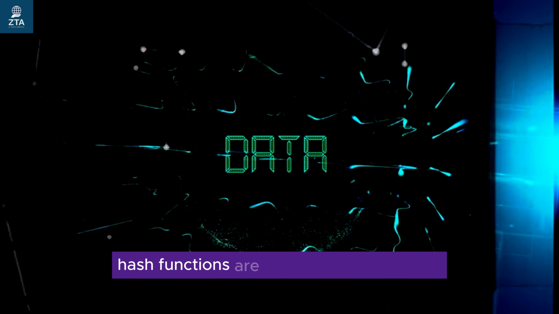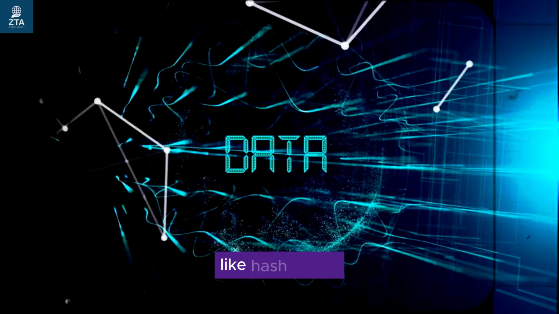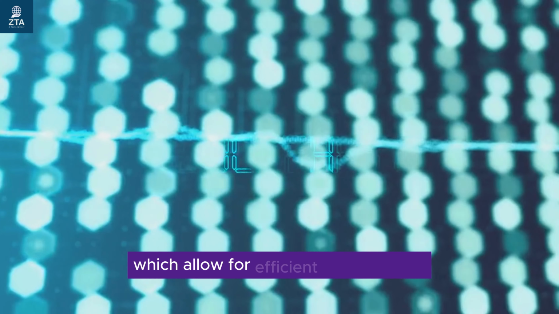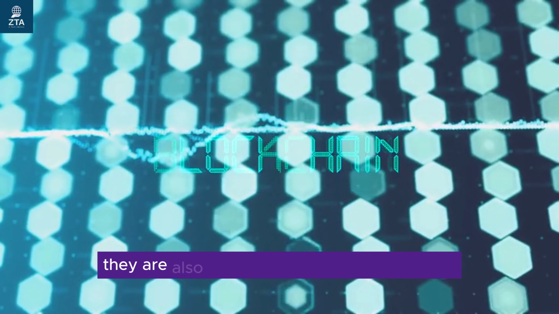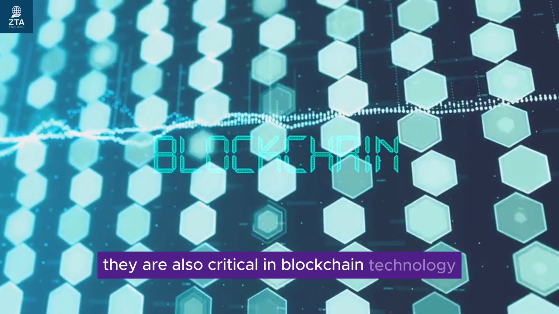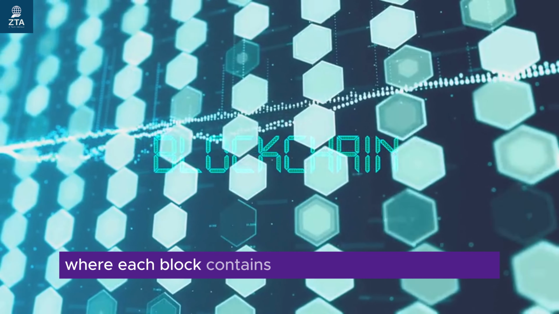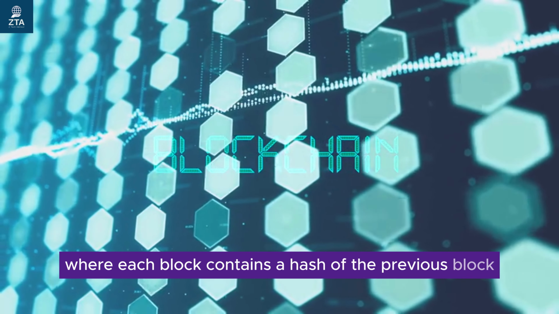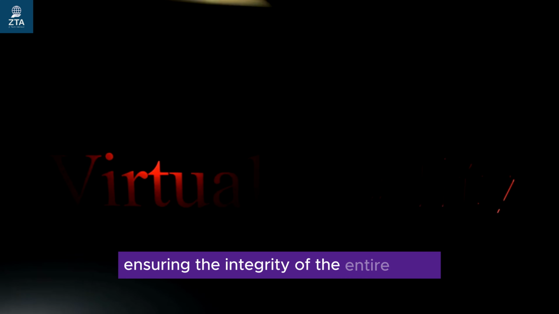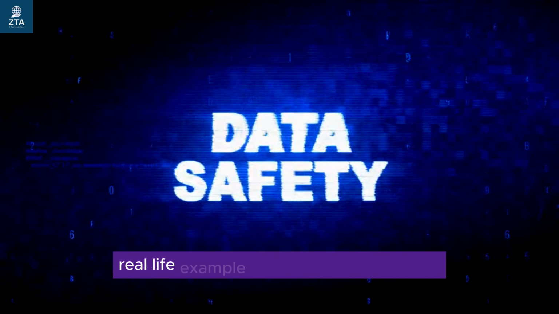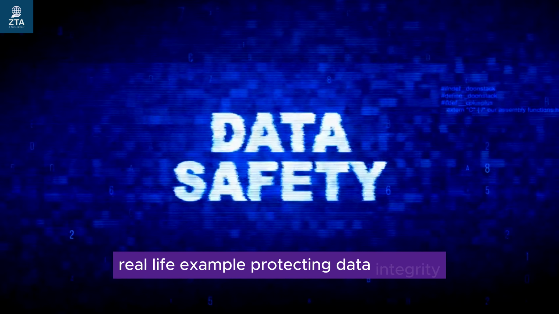4. Data structures. Hash functions are used in data structures like hash tables, which allow for efficient data retrieval. They are also critical in blockchain technology, where each block contains a hash of the previous block, ensuring the integrity of the entire chain.